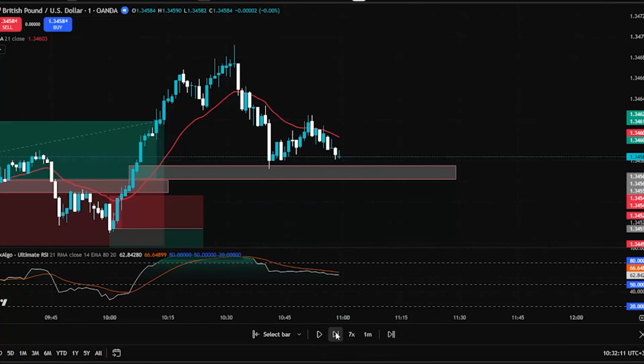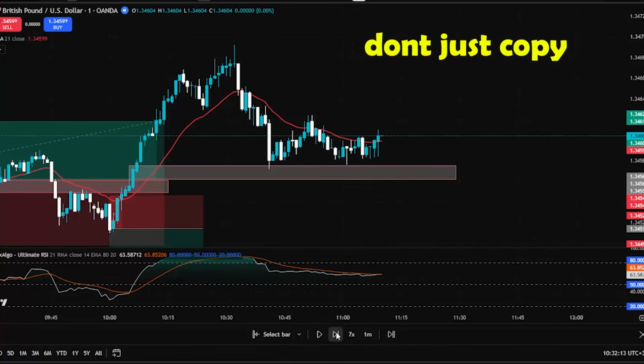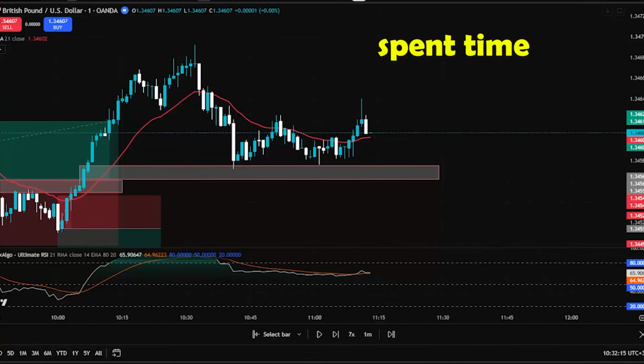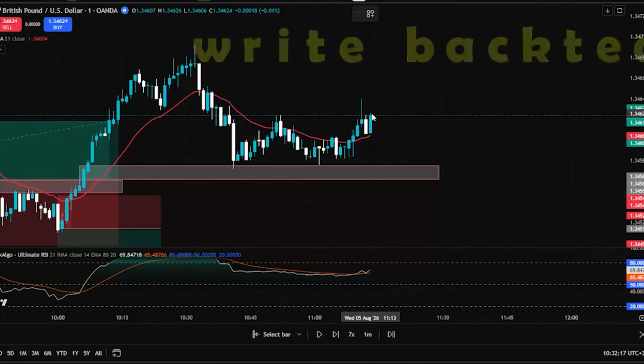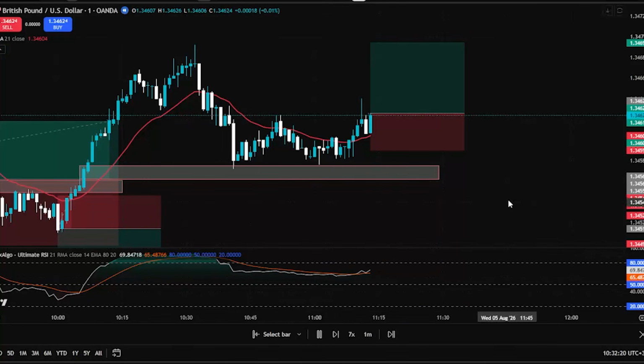If you want to test this strategy yourself, don't just copy the settings. Spend time watching the charts, backtest different markets, and find the conditions where this system performs the best for your trading style.